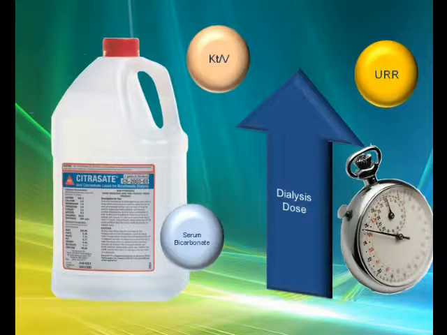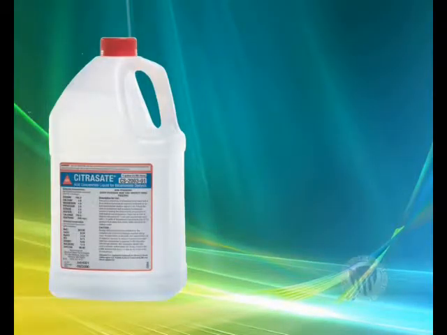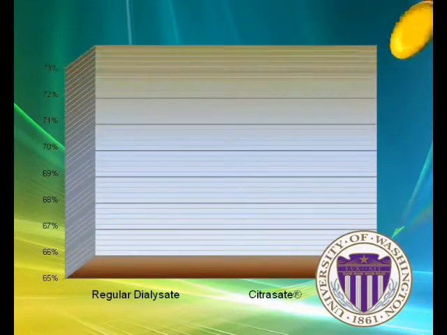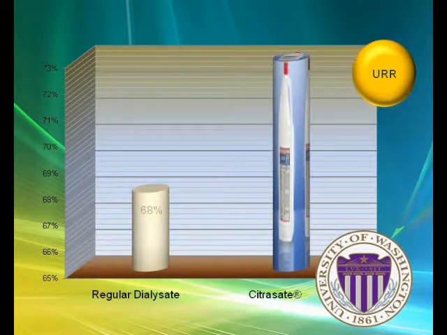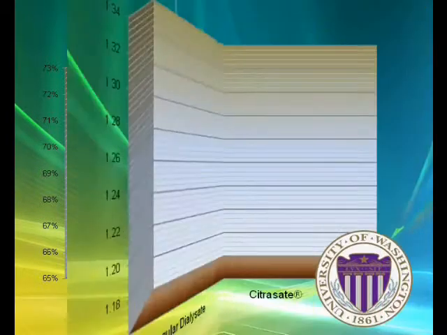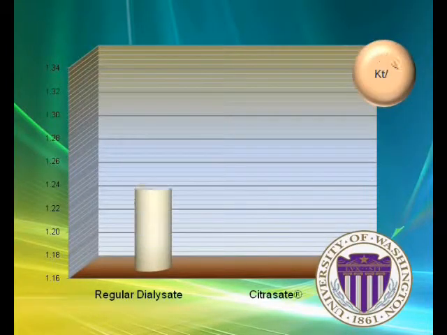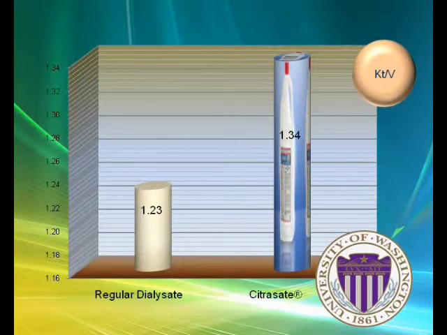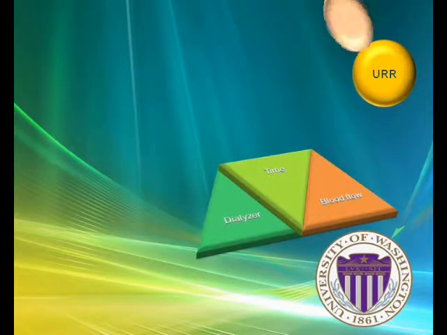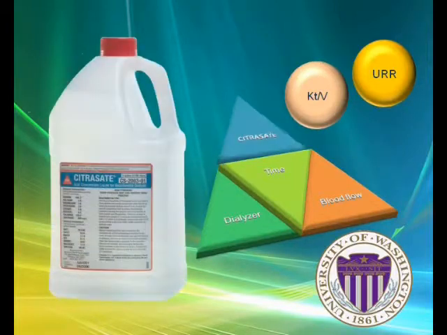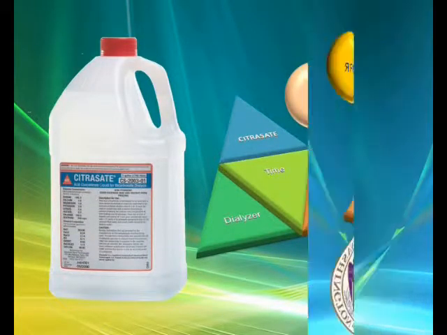In a 12-week study done at the University of Washington Medical Center, 23 patients were switched from regular dialysate to Citrasate. The urea reduction ratio increased from 68% to 73%, and the Kt/V from 1.23 to 1.34 from the first to the last dialysis, respectively. There was no change in the blood flow, time in hours, or dialyzers. The only treatment change associated with the increase in the urea reduction ratio and the Kt/V was the switch to the use of Citrasate.